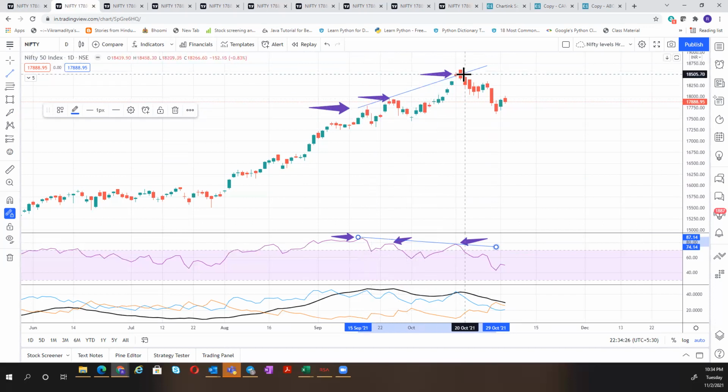Here price is going up, but RSI peaks are coming down, right? This is called divergence. So what does RSI say? By definition, it measures the strength of the trend. So when you just watch the naked chart, you will feel the market is in a very bullish mode after a few months, a few weeks, if you see.